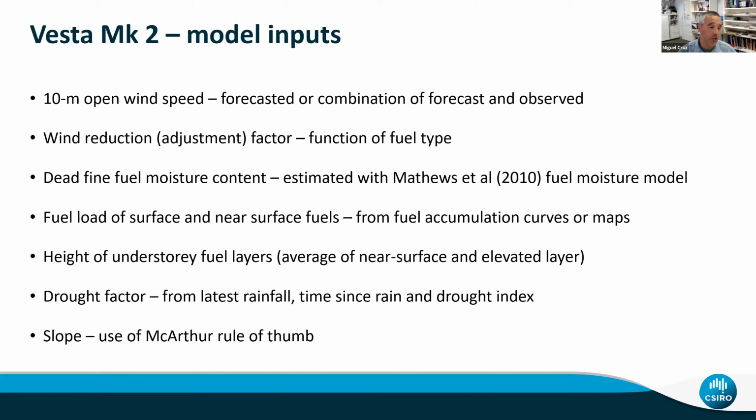Drought factor, what you're using right now is from latest rainfall, time since rain and drought index. And then slope, I didn't talk much about slope, but what we prescribe is to continue to use what's used in Australia, the MacArthur rule of thumb that was parameterized by Noble through that exponential function.